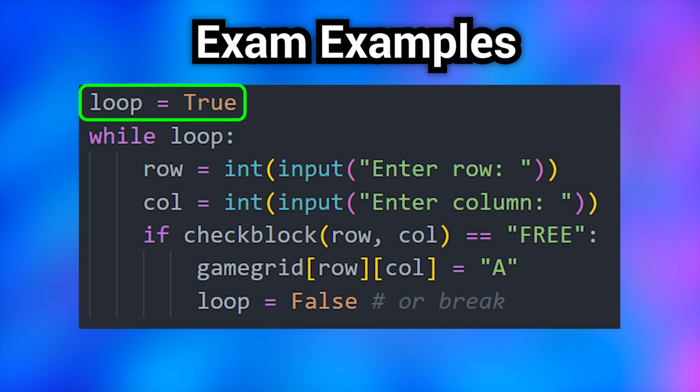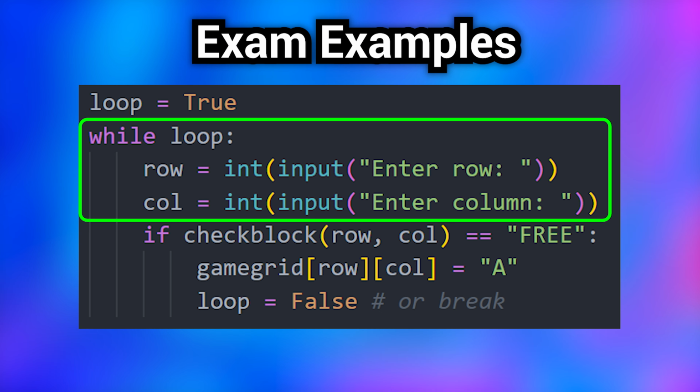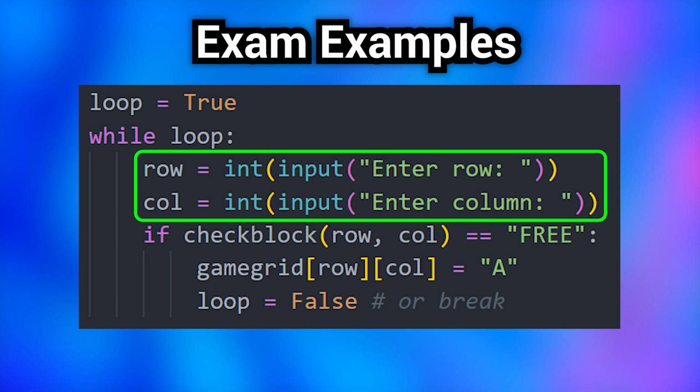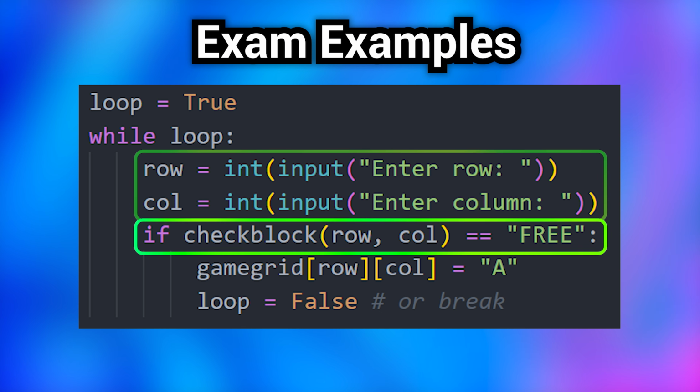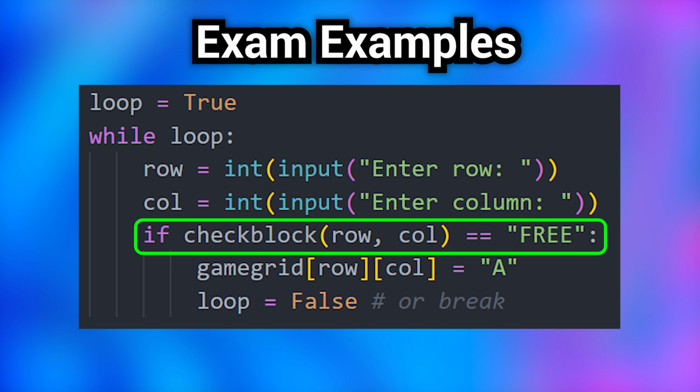We set loop to true, so this loop will keep going until we break it. We say while loop, row = int(input("enter row")), column = int(input("enter column")). So these are just asking the user to input a row and a column and turning them into integers. Then we say if checkBlock(row, column) equals FREE. This is taking in our user inputs and putting them into the checkBlock function.